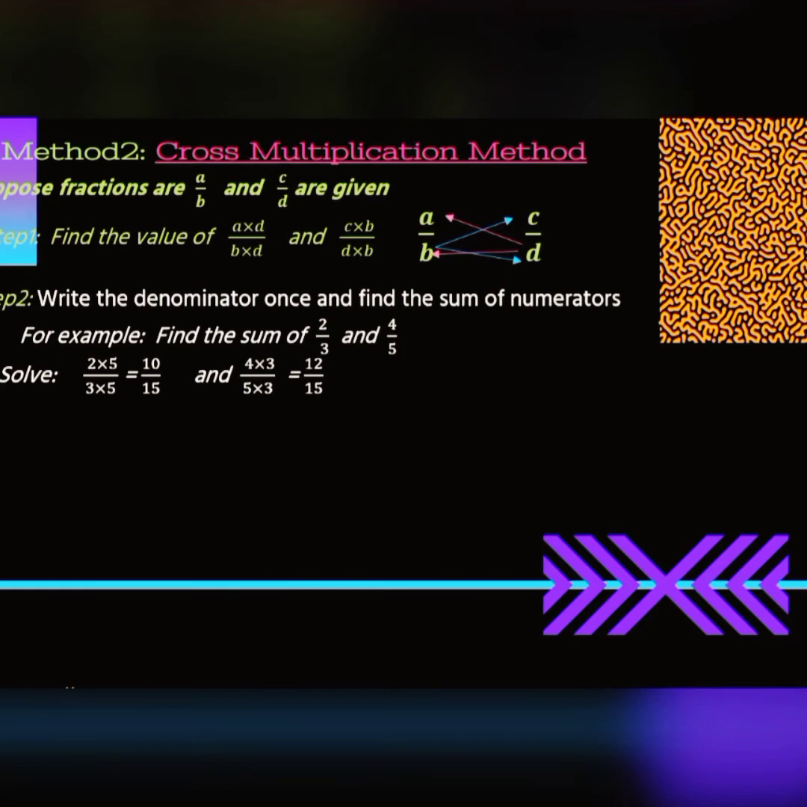Now you can check that both fractions have the same denominator. So you need to just add the numerators only. Got it? So it will be 10 plus 12. It will be 22 upon 15. This is the sum of 2 upon 3 and 4 upon 5. So this is the second method to find the sum of the given fractions. This method is called the cross multiplication method.